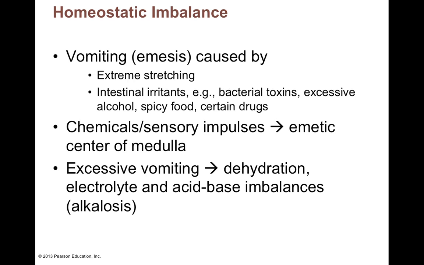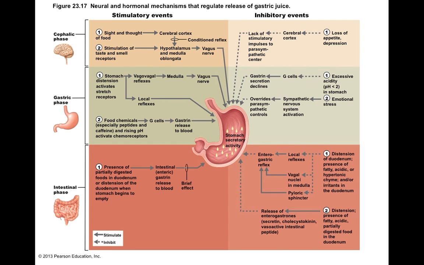So you'd have to have a lot of vomiting and a lot of loss of acid to get to a life-threatening level of alkalosis. You're going to get a lot of interesting signs and symptoms before that, but we'll talk about that in pathophysiology. So if we can summarize these events, remember there were 3 major phases of gastric secretion. We had the cephalic phase, the gastric phase, and the intestinal phase, right? Now we can divide this in terms of stimulatory events and inhibitory events, okay?